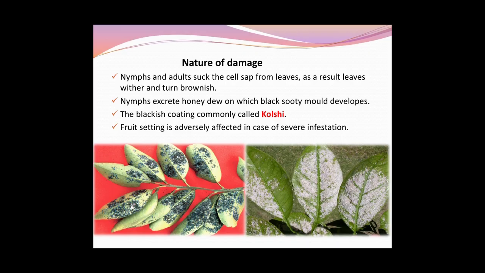The damaging stages are nymph and adult. The nymphs and adults suck the cell sap from the leaves. As a result, the leaves wither and turn brownish. Nymphs excrete honeydew on which black sooty mold develops. And this sooty mold or the fungus is called Capnodium species, and the blackish coating is also commonly called sooty mold. Fruit setting is adversely affected in case of severe infestation. So these are the nature of damage of the white fly and black fly of citrus.